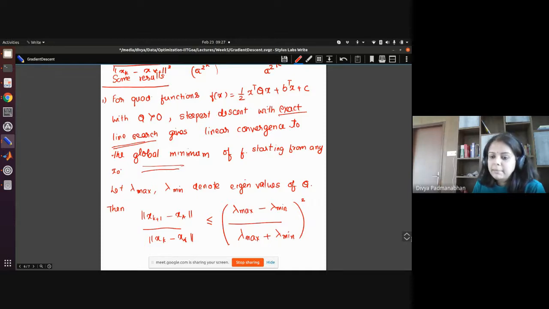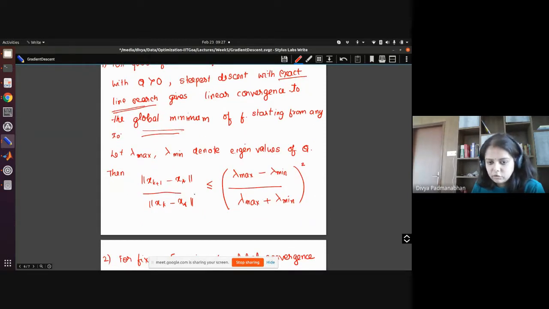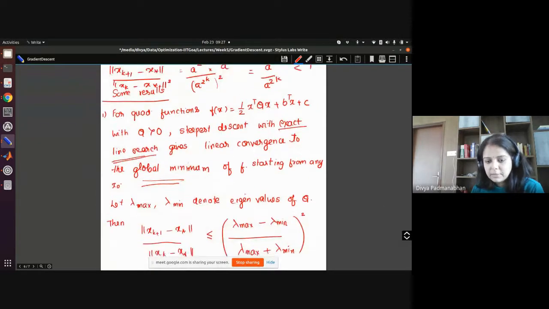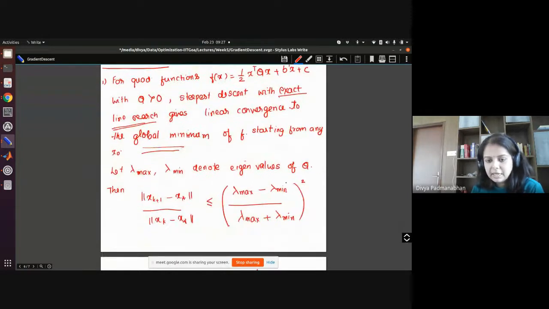And in particular, you're going to have this kind of a factor. You remember this gamma was something we said, if it is small, then it is preferable. So this value of gamma here, it turns out it's something like this. If you compute the eigenvalues of Q and you have a minimum and a maximum eigenvalue, the factor depends on both of these: lambda max minus lambda min by lambda max plus lambda min, square of this.